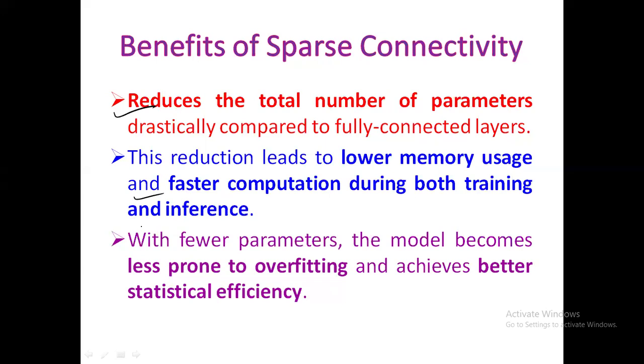Having fewer parameters also means that the model has less capacity to memorize noise and irrelevant patterns in the data, resulting in better generalization and statistical efficiency. In short, sparse connectivity enables CNNs to be much more efficient and less prone to overfitting compared to densely connected models with the same number of layers.